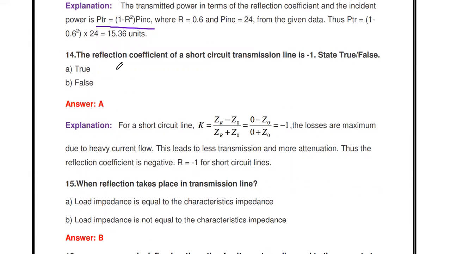The next one: the reflection coefficient of a short circuit transmission line is -1. True or false? It's true. What is meant by a short circuit transmission line? For a short circuit transmission line, the load impedance ZR is equal to 0. Under the short circuited condition, if you substitute ZR equal to 0 in our reflection coefficient formula, we will get minus Z0 by Z0, so -1. So for a short circuit transmission line, the reflection coefficient is -1. It's true only.